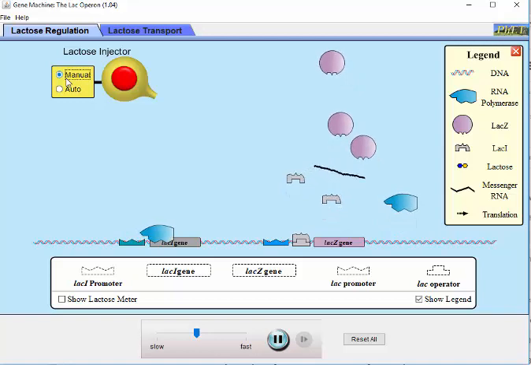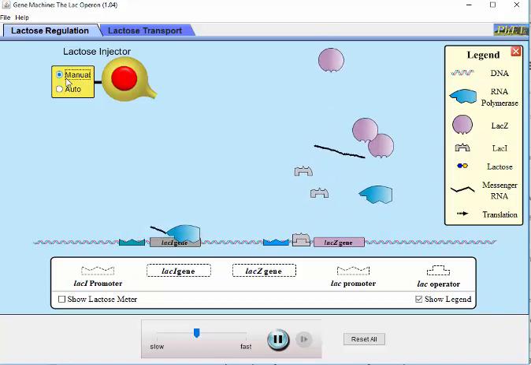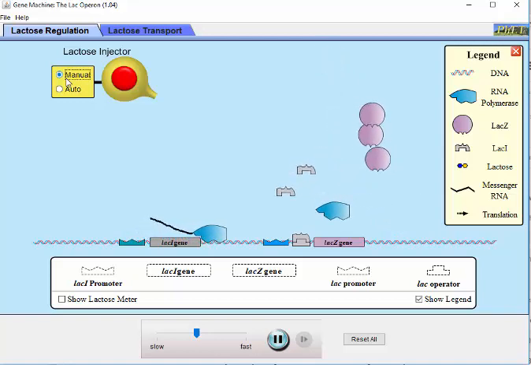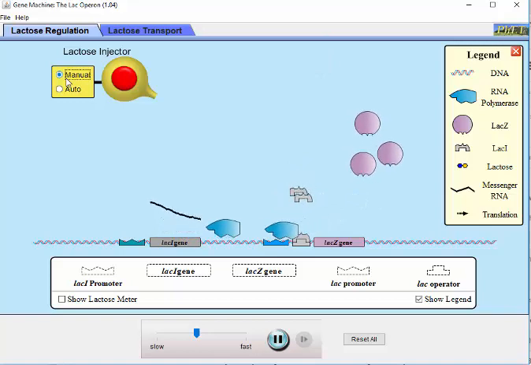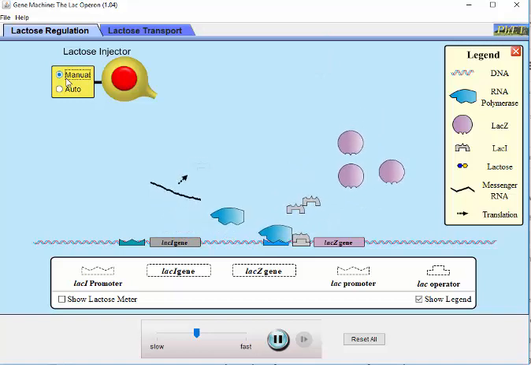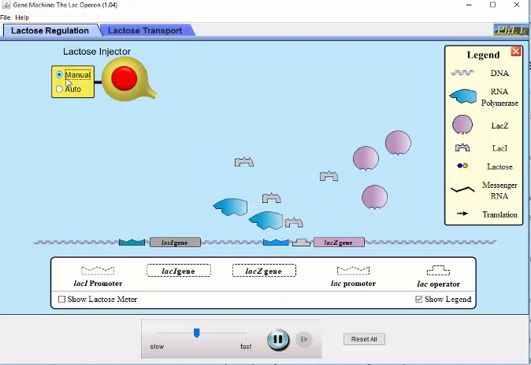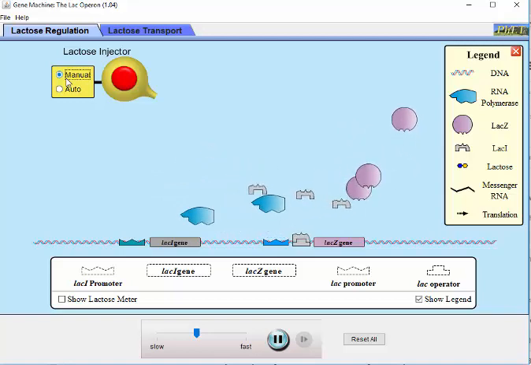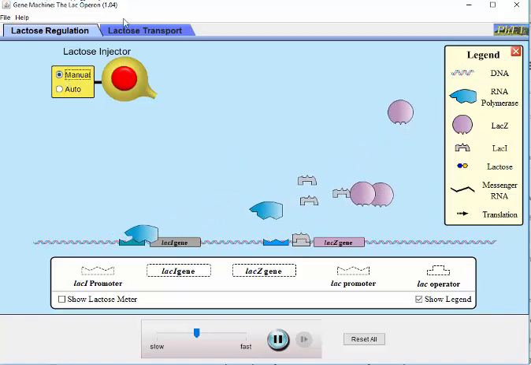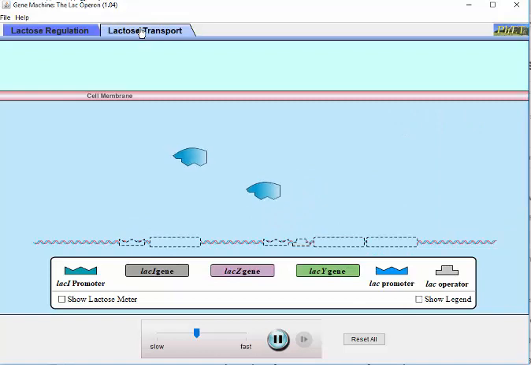Alrighty, so there's a couple things to consider before you move on. What seems to be controlling whether the LacZ gene is on or off, and why would evolution favor the type of gene system that you've got here? So, the on-off control thing. All right, so then we want to look at the lactose transport situation.